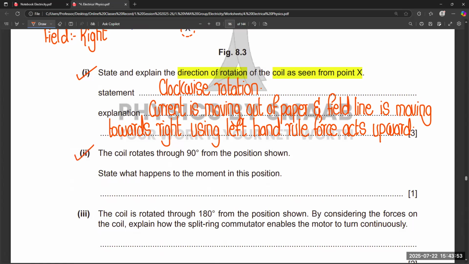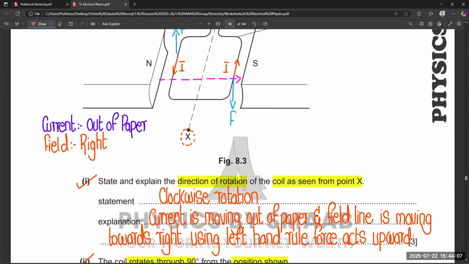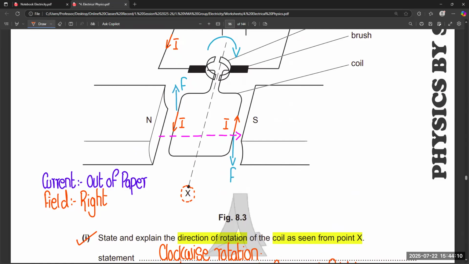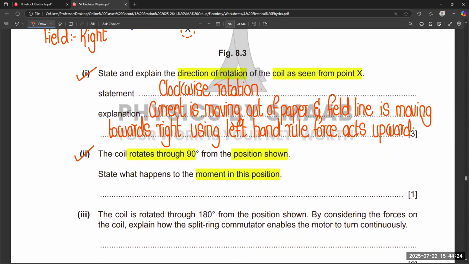Okay, now the coil rotates through 90-degree from the position shown. So what happens to the moment in the position? This is the position shown in the diagram. And if we rotate 90-degree, it is now horizontal. When we rotate 90-degree, it becomes perpendicular, right? So now the question is, state what happens to the moment in the position.